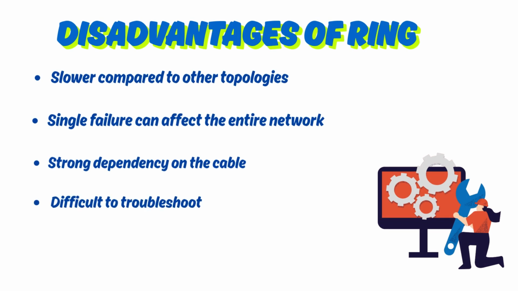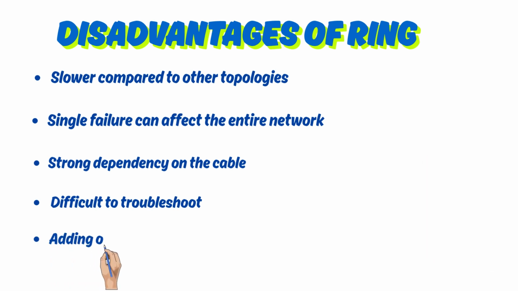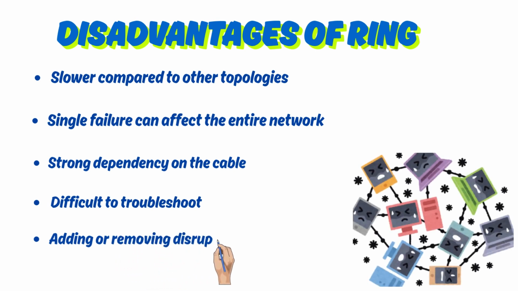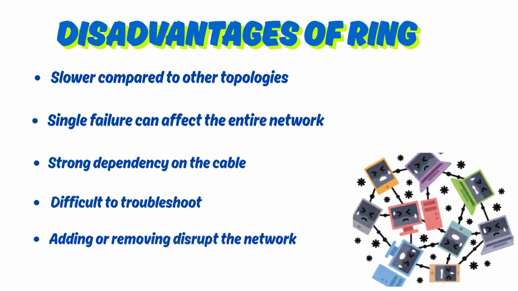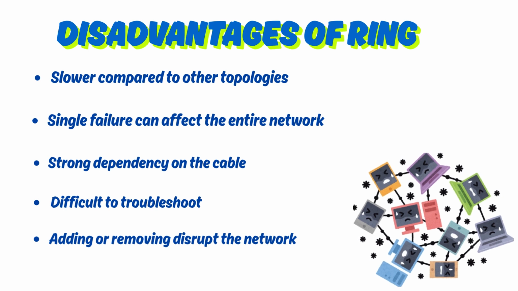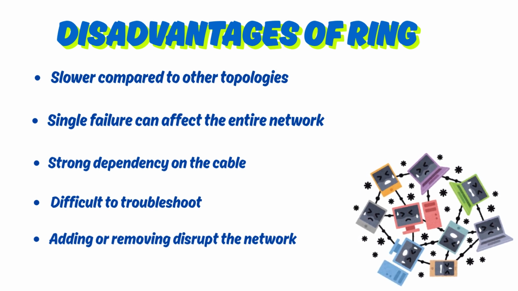The fifth disadvantage is that adding or removing a device disrupts the entire network. In ring topology, when you add or remove a device, the ring gets broken temporarily. This can lead to network downtime or the need for manual reconfiguration. Unlike star topology, where a device can be added without affecting other devices, the ring requires careful handling.